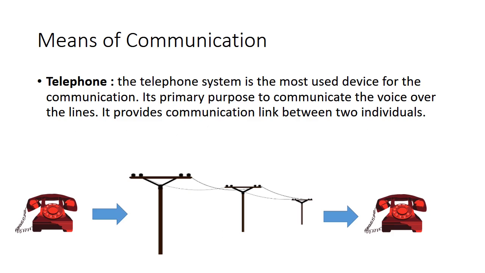The next is the most popular example of communication, and that is the telephone. Its primary purpose is to communicate voice over the lines. It provides the communication link between two individuals.